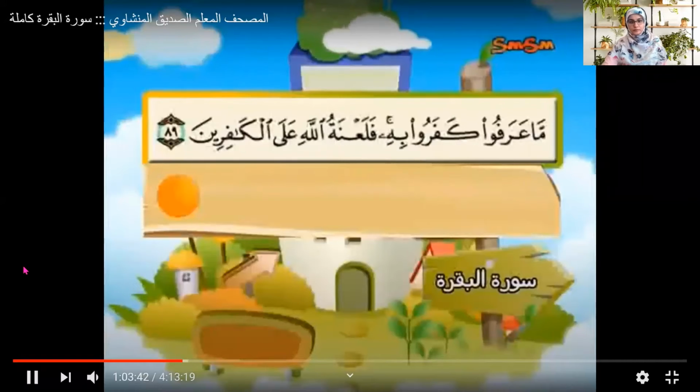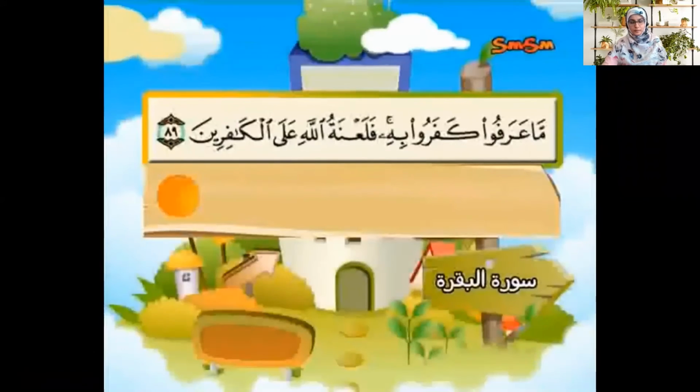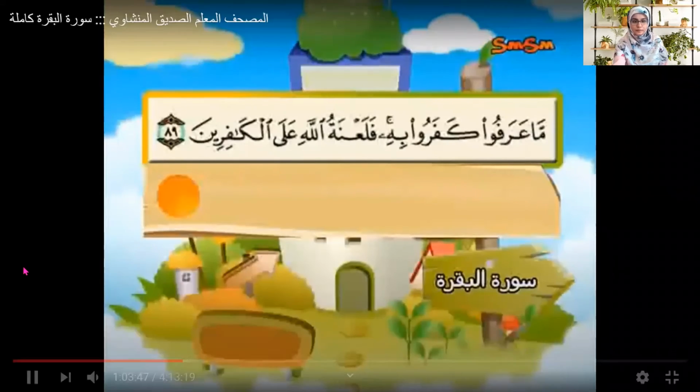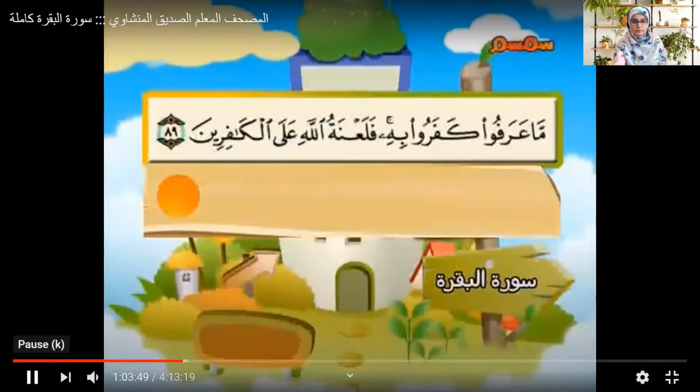فلعنة الله على الكافرين فلعنة الله على الكافرين.